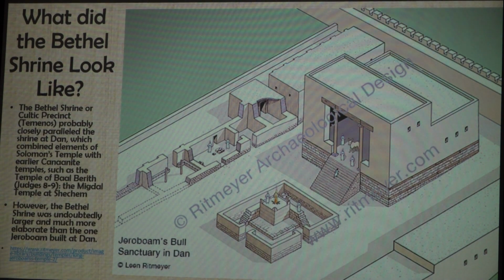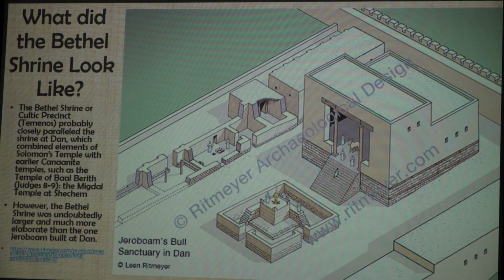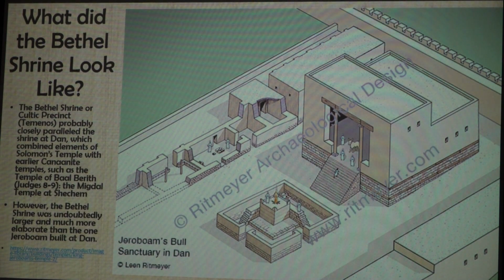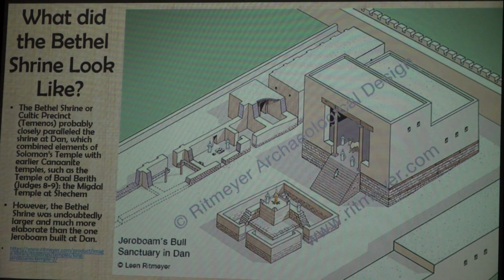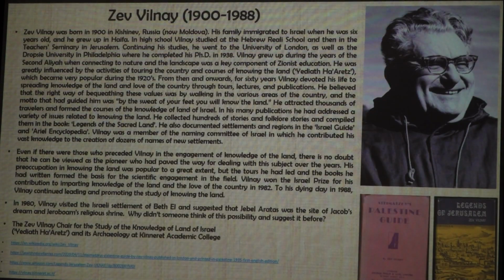Now we assume the Bethel structure was similar to this, the altar and the sanctuary and the houses for the priests along the side. But the one at Bethel was the royal sanctuary and the main temple. So the one at Bethel would almost for certain have been more elaborate and larger than the one at Dan. The one at Dan that we see here was probably much more modest in size and luster.